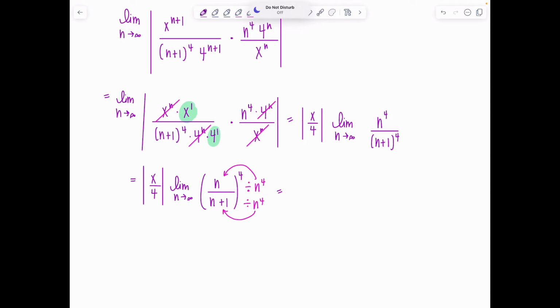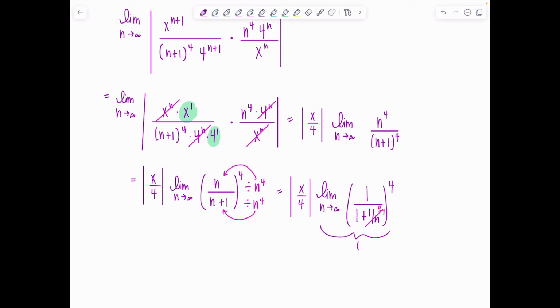So then we have absolute value of x over 4 times the limit as n goes to infinity of 1 over (1 plus 1 over n) to the 4th. Did you catch that? That was a very slick move, but believe me, you want to learn how to do it. Now as n goes to infinity, 1 over n goes to 0. This limit is just 1 over 1 to the 4th, so this all goes to 1. And I'm just left with absolute value of x over 4. That's my limit.